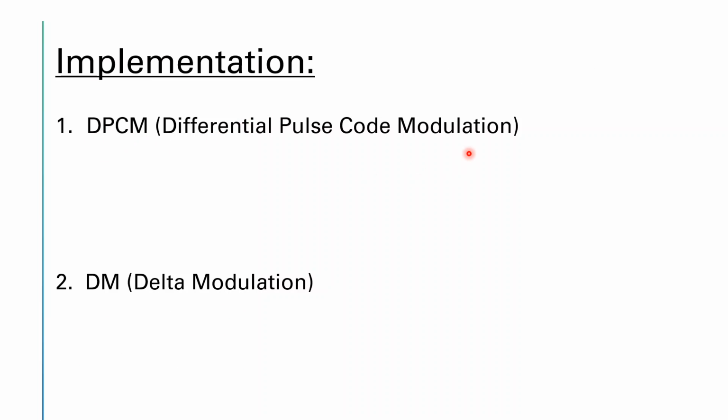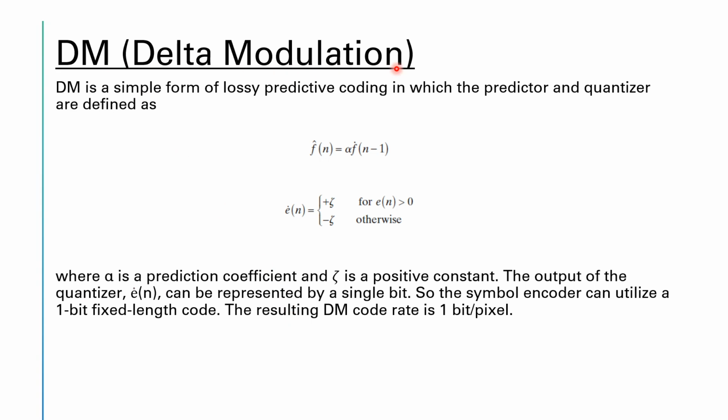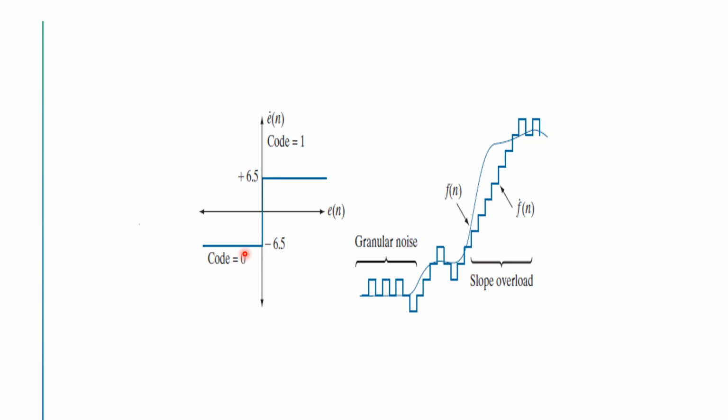Implementation: we can implement lossy predictive coding in two ways, using differential pulse code modulation or using delta modulation. Delta modulation is the simplest way to do lossy predictive coding, in which you use one linear predictor, and here the step size is fixed to zeta, and the resulting DM code rate is 1 bit per pixel, because a 1-bit code is used here. The quantizer used in this code is this: if it is greater than 0, we keep plus 6.5, and if it is less than 0, we keep minus 6.5.